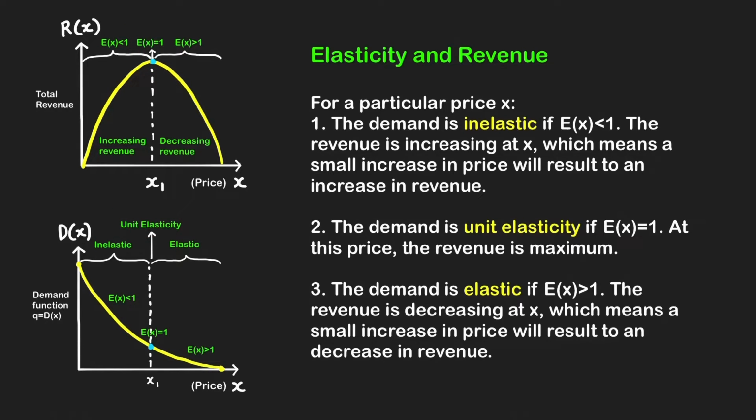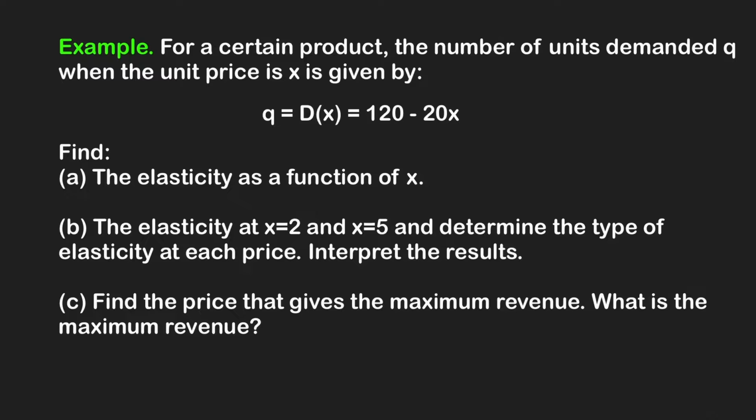Let's have an example. Suppose that for a certain product, the number of units demanded Q when the unit price is X is given by this equation: Q equals D of X equals 120 minus 20X. Let's find the elasticity as a function of the unit price X. And let's find the elasticity at X equals 2 and at X equals 5 and determine the type of elasticity at each price. And let's interpret our results. And lastly, let's find the price that gives the maximum revenue and find this maximum revenue.